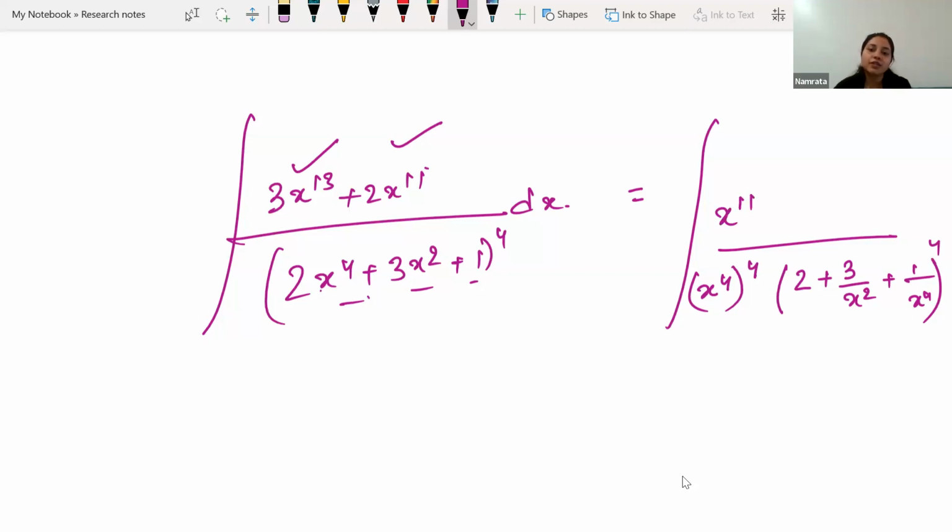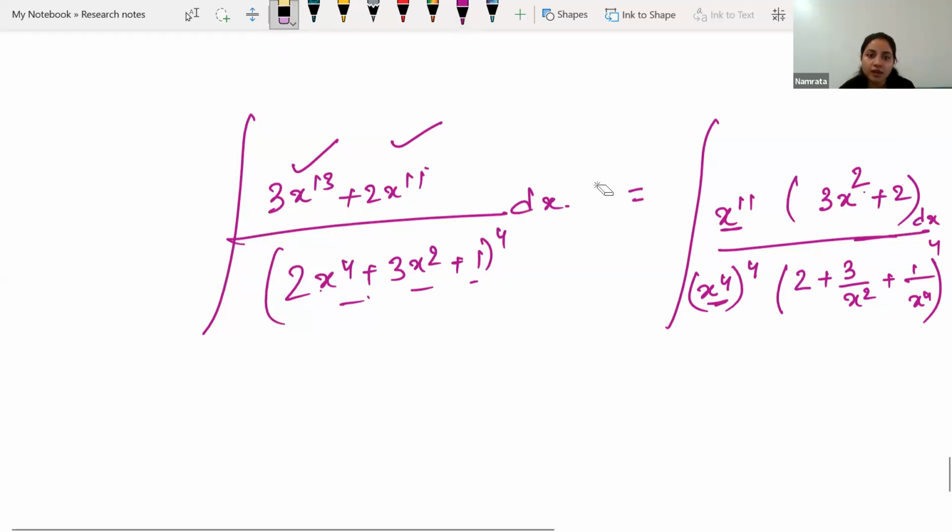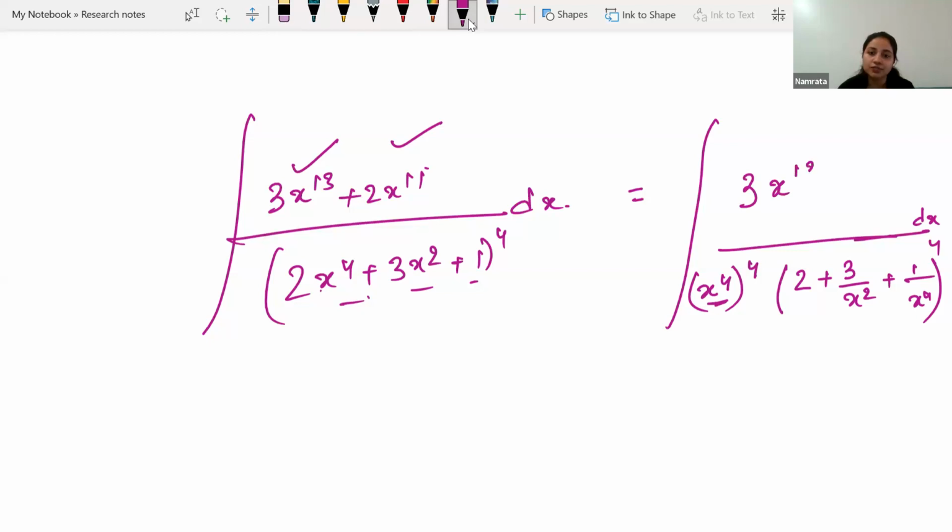So here we have x to the power 11 as a common factor. Here we will have 3x square plus 2 dx. Now this x to the power 16 in the denominator and x to the power 11 in the numerator will cancel each other. One more thing we can do without taking common out: whatever we have taken out from the denominator, we can take it with the numerator, with each and every term.